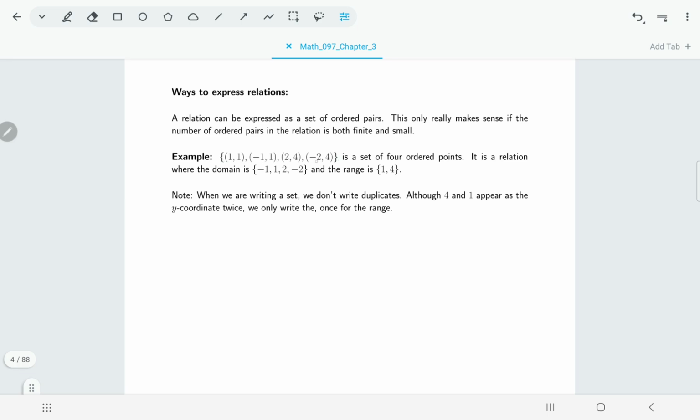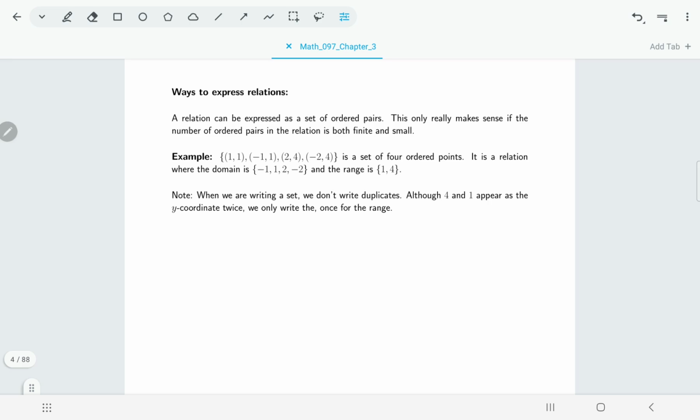So here my relation only has 4 ordered pairs in this example, so it's easy enough for me to list them all: (1, 1), (-1, 1), (2, 4), (-2, 4). All my x values, the 1, minus 1, the 2, and the minus 2, that's the collection of objects that are my domain. And for my range, I only have 2 different objects, 1 and a 4. Those are my 2 numbers that got used as my range.